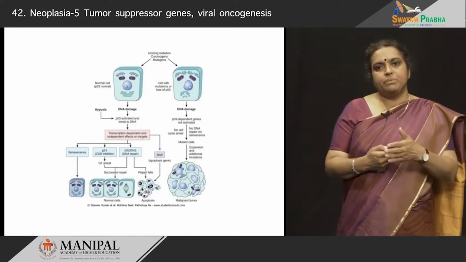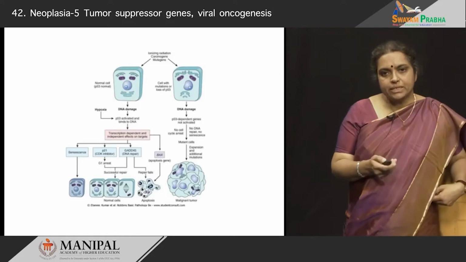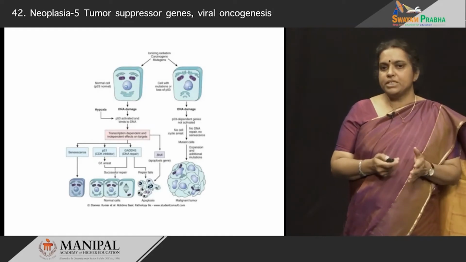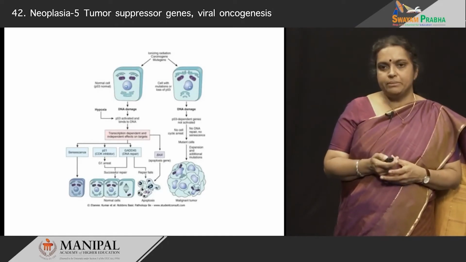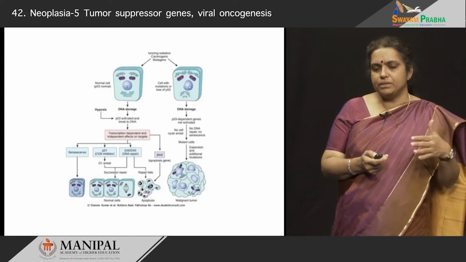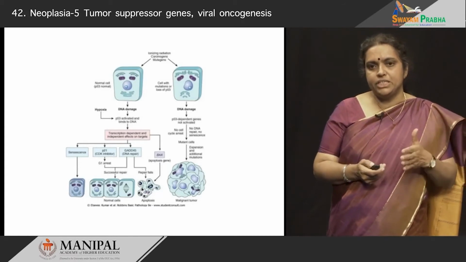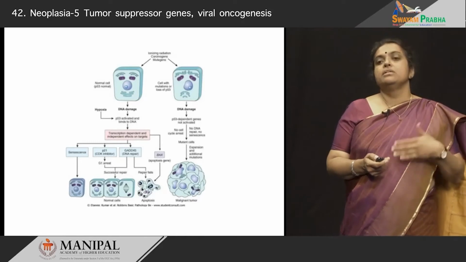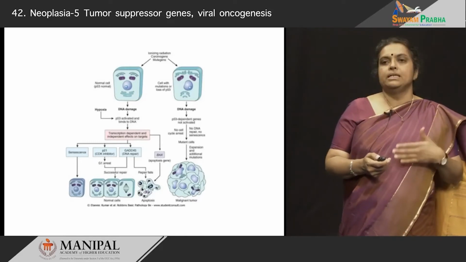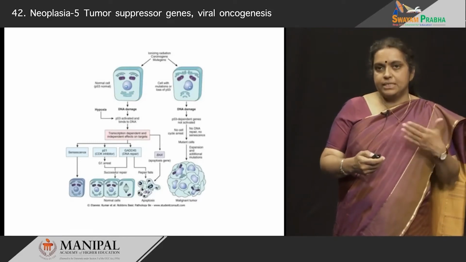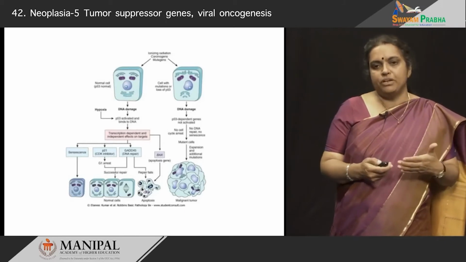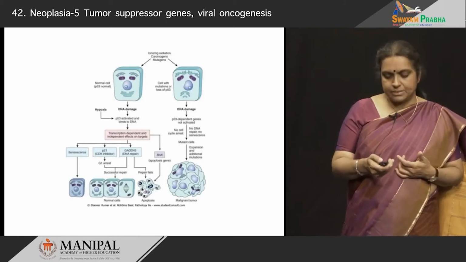Whereas, in the cell in which p53 is mutated, if there is DNA damage, the p53 dependent genes are not activated. So, the cell is not arrested, and even the damaged cell which has a DNA damage is allowed to proliferate and it can become cancerous.